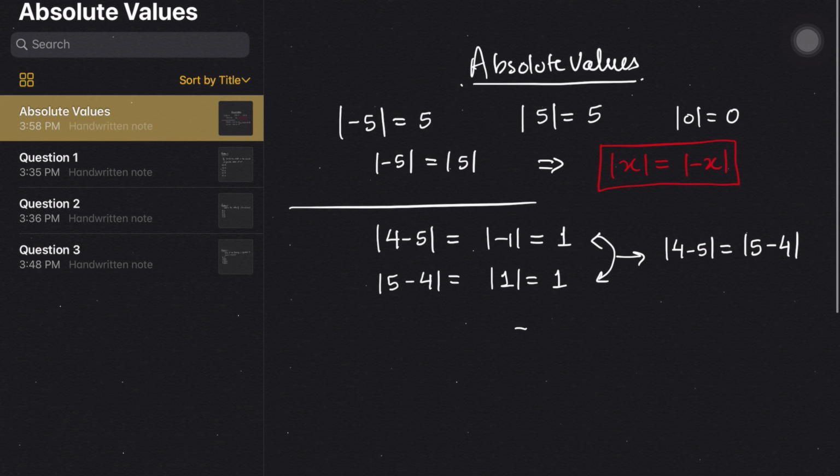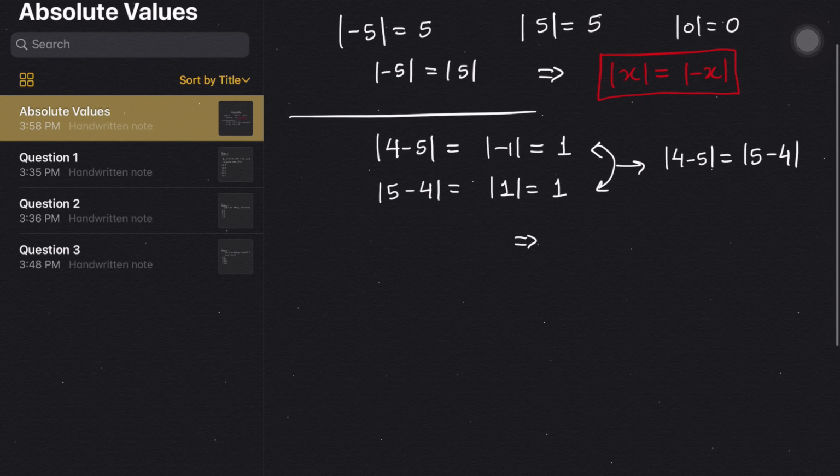Combining these two, I can say that 4 minus 5 will stay the same as 5 minus 4, which can give us the next rule, which is, let me just change the color, it's going to be this. So absolute value of x minus y and absolute value of y minus x will stay the same. So you must have seen that as far as you are changing all the signs inside the absolute value functions, the result doesn't really change. So in here I changed positive 4 to negative 4, whereas negative 5 was changed to 5. As far as you are changing all the signs, the result is unaffected.